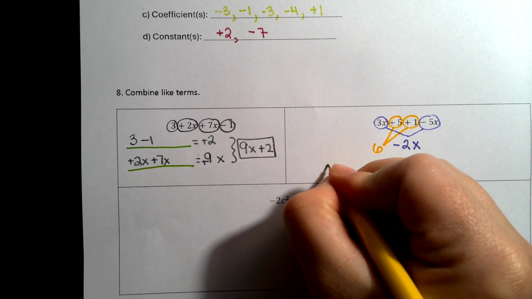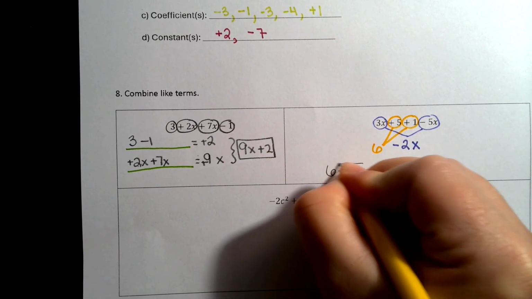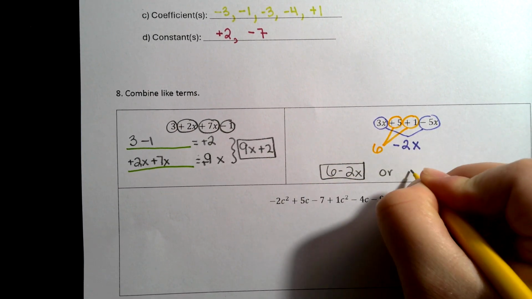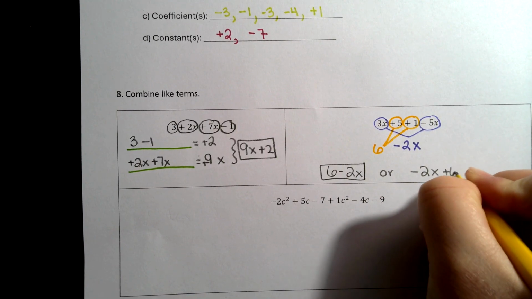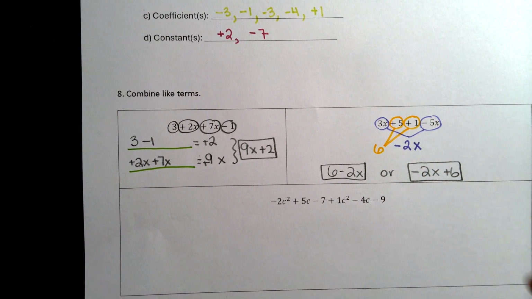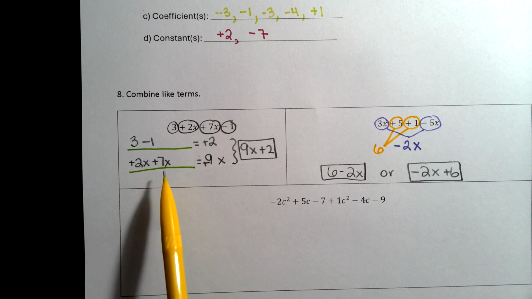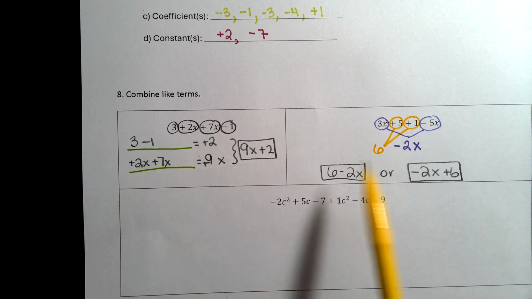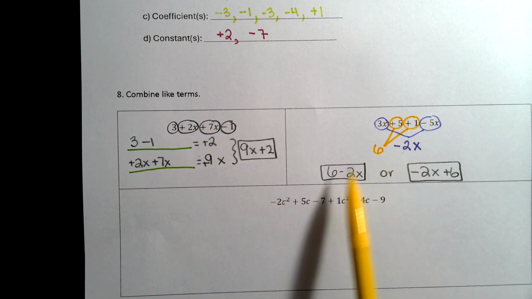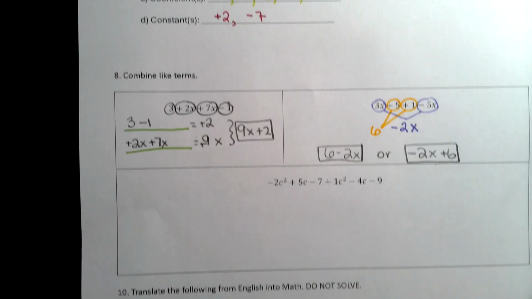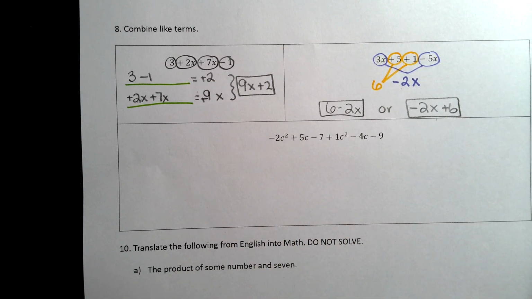You can keep your answer as 6 minus 2x. Or you can write -2x plus 6. Both are okay and would be accepted. Okay, so drawing your lines like this is chapter 1. Drawing V shapes like this is a chapter 2 style. Okay, now for this one, I am going to use chapter 1.